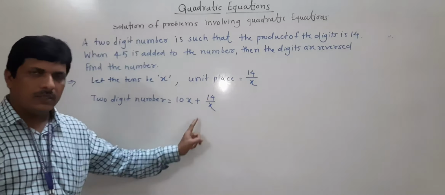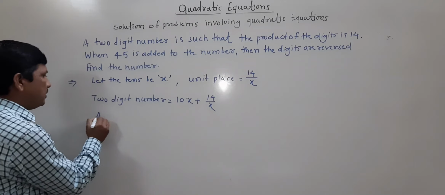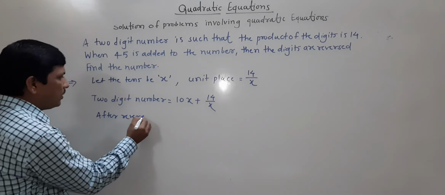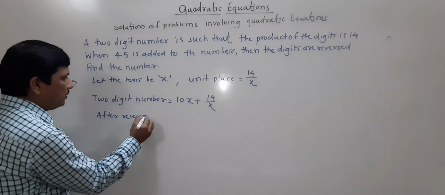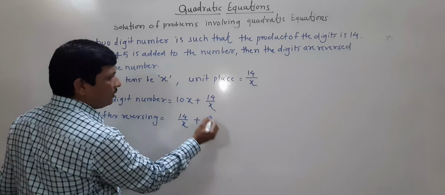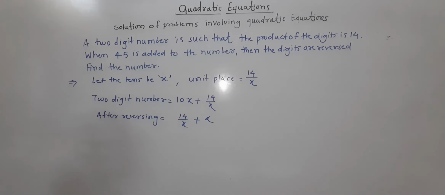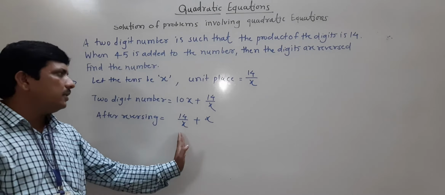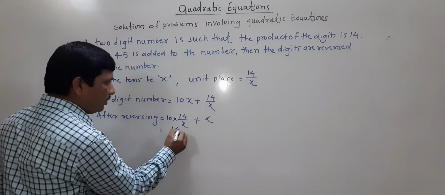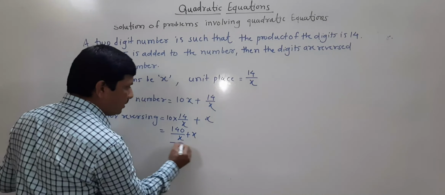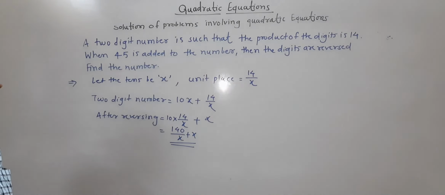Okay, now what they are asking: when 45 is added to the number, then the digits are reversed. So first we will think about the reversed digits. After reversing, the digit at the 1's place will come at the 10's place, so 14 by x goes to the tens place and x will go to the 1's place. Understood? 14 by x here and x at the 1's place. So here we need to multiply by 10, and we will get 140 by x plus x. After reversing we will get this. This is the original number.